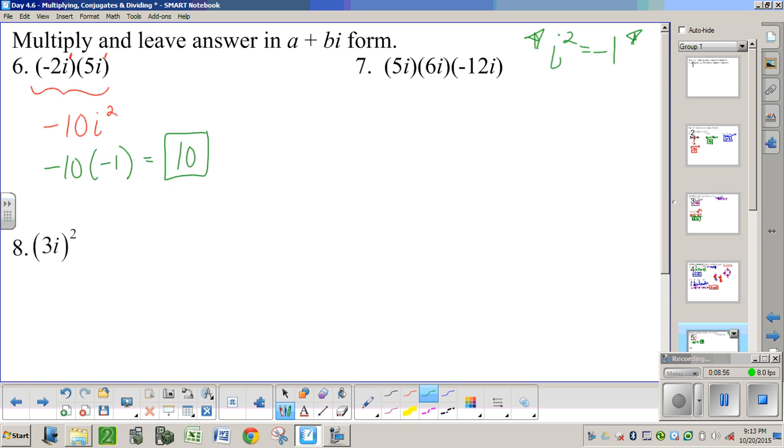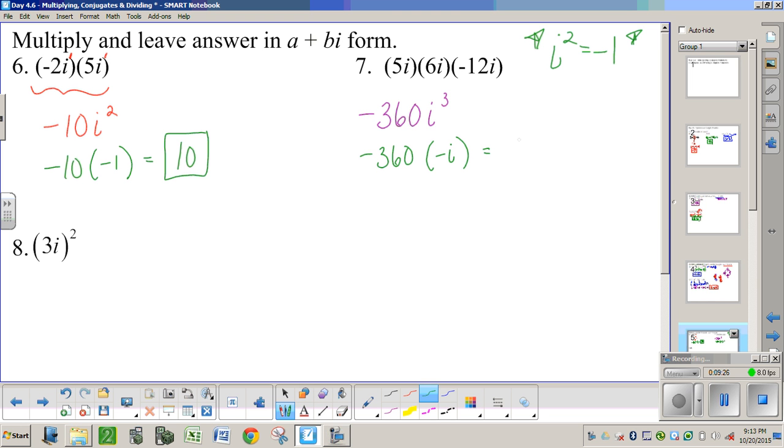Now, in number 7, we're multiplying all 3 of those together. So start with your coefficient values, the 5, the 6, the negative 12. You multiply all those together, you're going to end up with negative 360. And then you have 3 i's that you're multiplying there, so that's going to become i to the 3rd. All right, thinking to your wheel, i to the 3rd is equal to negative i. So this is going to be negative 360 times negative i.